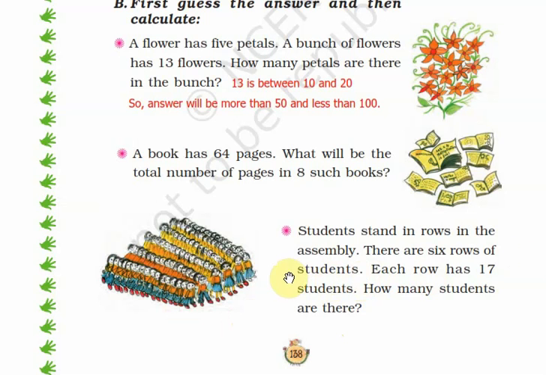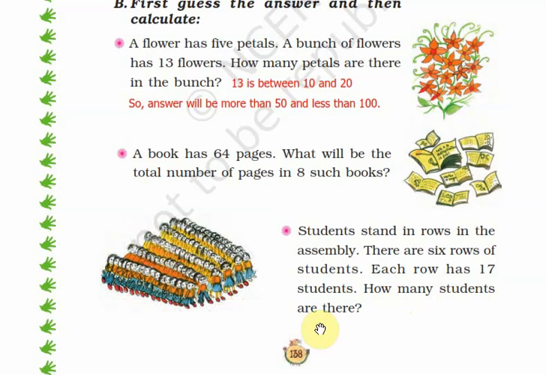There are 6 rows of students. You can see 6 rows: 1, 2, 3, 4, 5, 6. How many rows are there? There are 6 rows. Each row has 17 students. How many students are there in each row? There are 17 students in each row. That means in a single row there will be 17 students. In the next row also there will be 17. Likewise, there are 6 rows, each having 17 students.